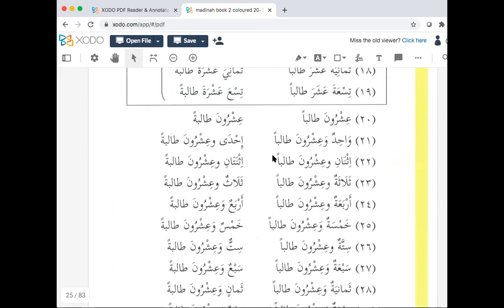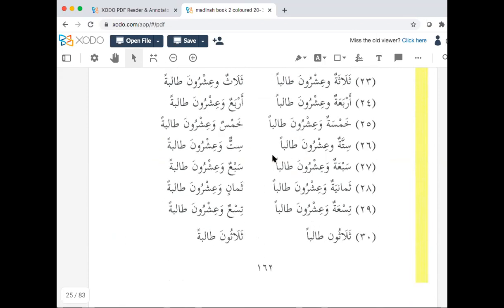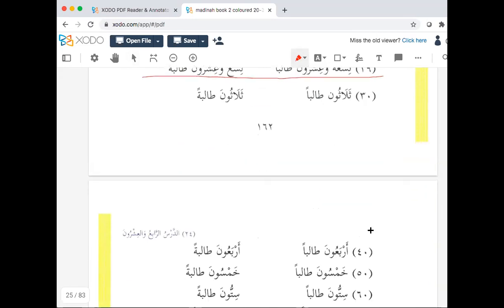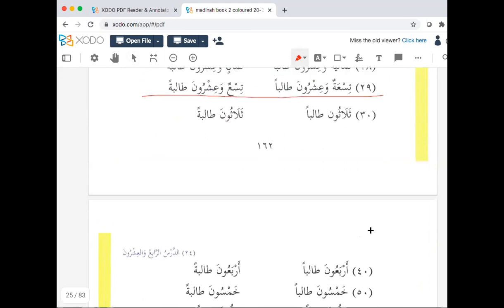I think we finished till Tis'atun wa Ishruna Taliban. Yeah. Okay, 29 Taliban. So we could say that's when we finished, and then we'll start with the al-uqud.